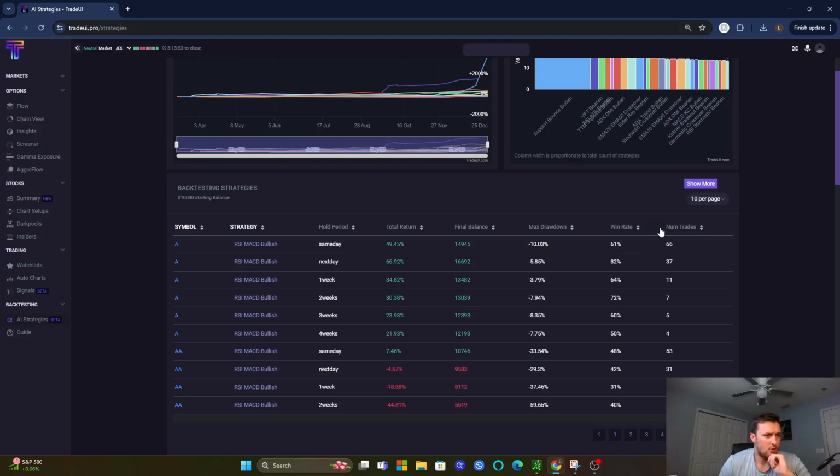A couple of things you want to focus on are win rate and number of trades. Win rate tells us the win rate for this particular setup, and the number of trades shows us the number of times this setup was found. So you don't want to worry about low numbers. You want to find something in the 20 to 30 range that really shows you some good data.